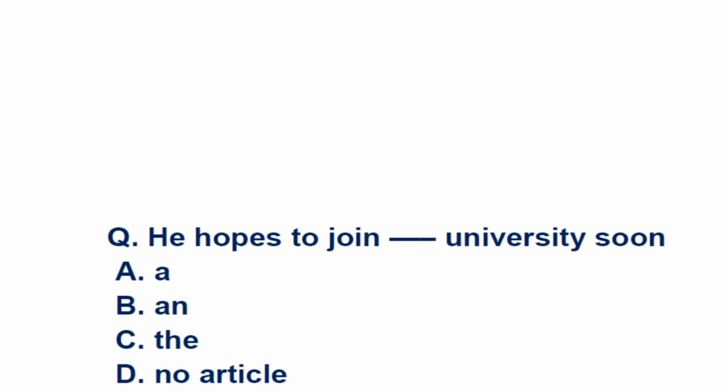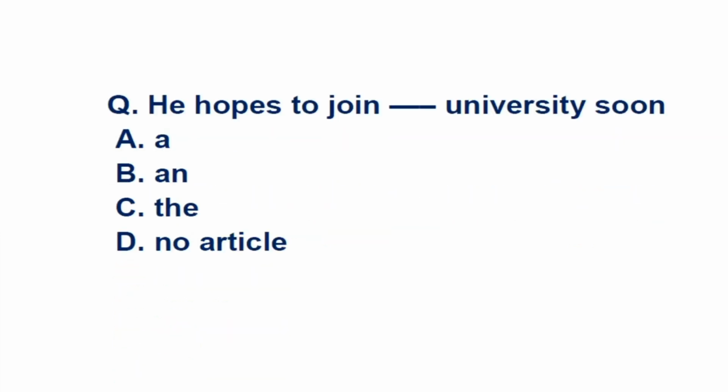The second question says that he hopes to join Dash University soon. Okay, so in this question we need to consider two things. Whenever we are describing a particular thing, like a special university like Harvard University, Oxford University, then the answer will become "the," because it represents a unique thing, like the Harvard University. But whenever a common thing like university is here, the answer will be "a." So the answer here is A. He hopes to join a university soon.